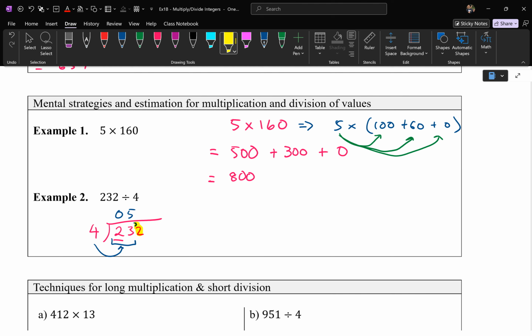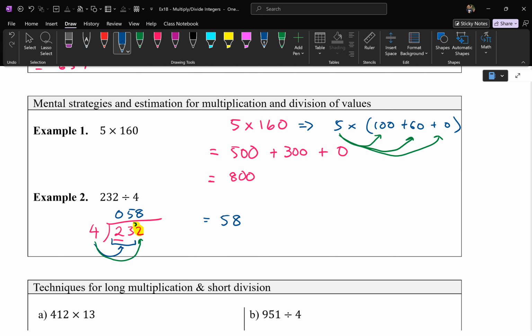8. Very good. And this is where times tables will be important. If you're not strong on your times table, it's okay. Take your time. On the back of some of your exercise books, there's the times tables chart. Use it. There's no shame in it. It's about learning. So how many 4s fit into 32? It is 8. So the answer is 58.